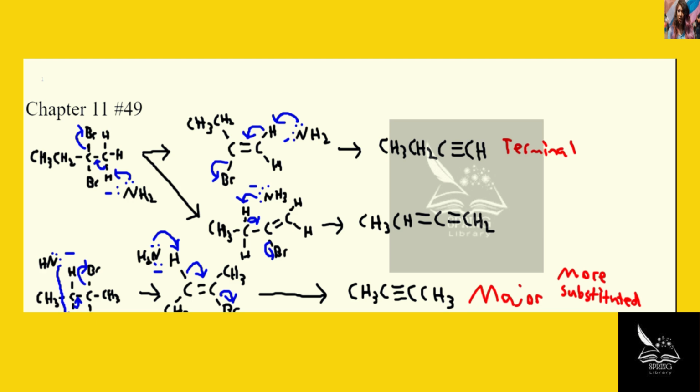Okay, and so this is the stepwise mechanism for each of these. It's just the sodium amide taking a proton to kick off a bromine and form a double bond. And depending on where that happens and then which proton is the second one taken, we get our three products here. And that's the answer to chapter 11, problem number 49.